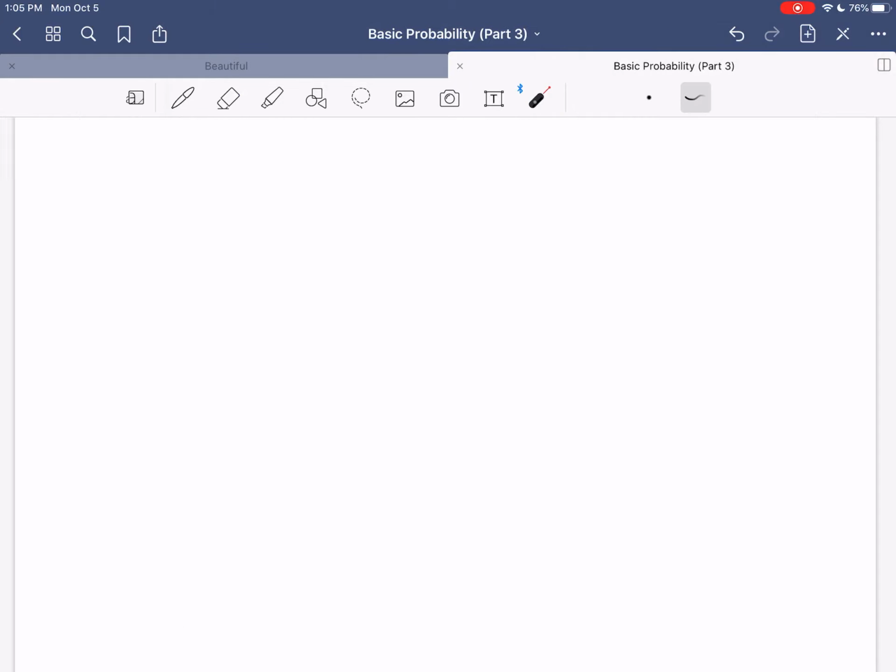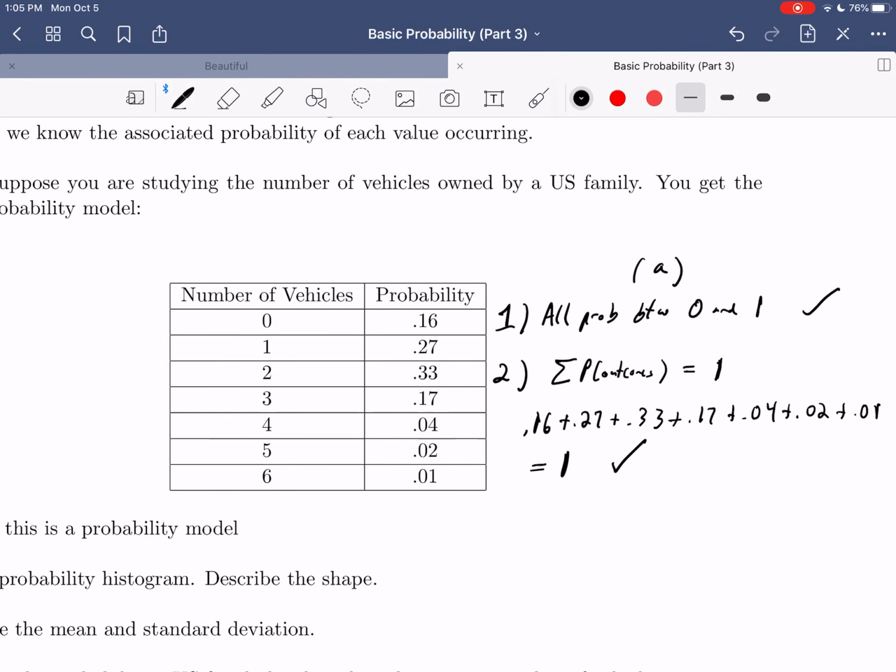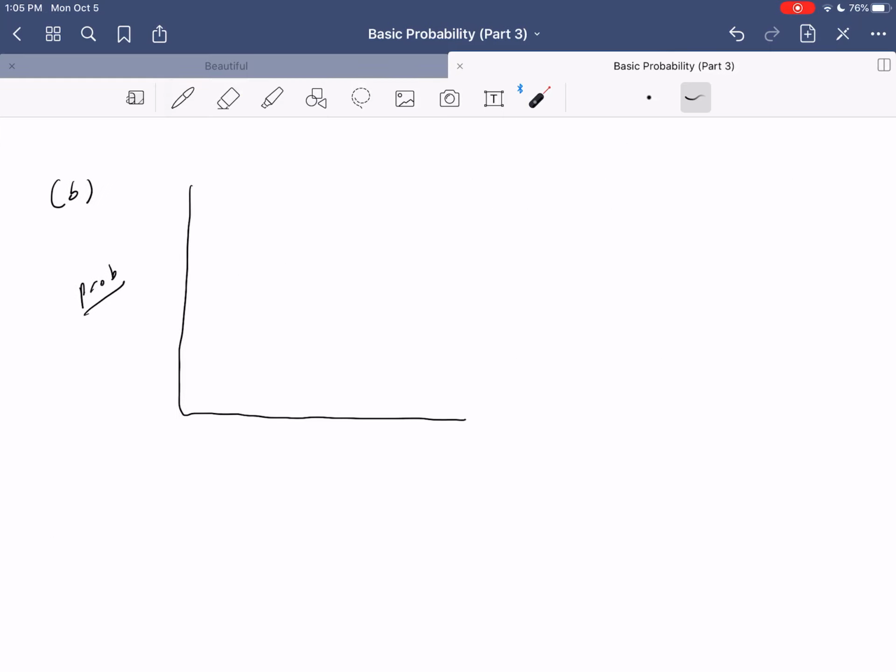So let's go ahead and give ourselves a blank piece, and this will be part B here. Let's go ahead and draw this. So we're going to put the probabilities over here in place of the frequencies. If we look here, the probabilities range from 0.01 up to 0.33, so we need a scale that'll be easy to see all those. So we can go by like 0.05, 0.10, 0.15, 0.20, 0.25, 0.30, and 0.35.